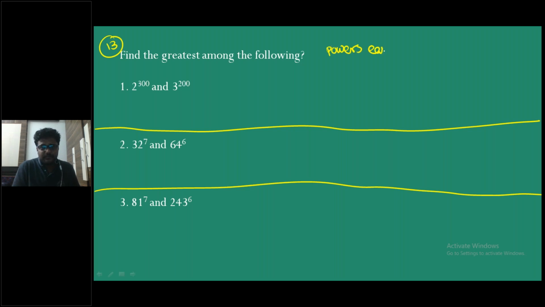See, one thing: put powers equal or bases equal. If you want to solve this question, maintain powers equal or bases equal. One among that at least you have to maintain. Here, base is not equal. You have to maintain powers equal.